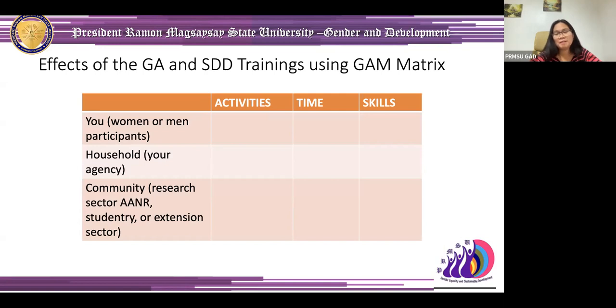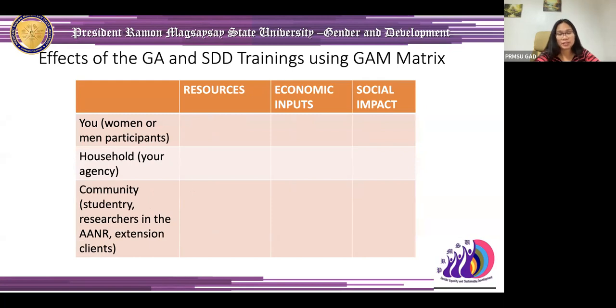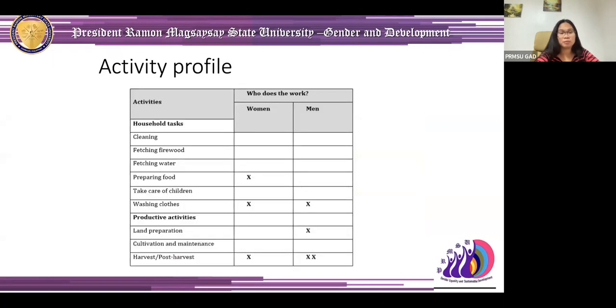Now, as a sample, we will no longer have the workshop on this, but you can look at, when we hold trainings, how are the men and women affected? How is the household affected? How is the community affected? How were they affected when it comes to activities, when it comes to time, and when it comes to skills? Okay, so next, when it comes to resources also, economic inputs and social impact. As I have mentioned, you can change the columns.